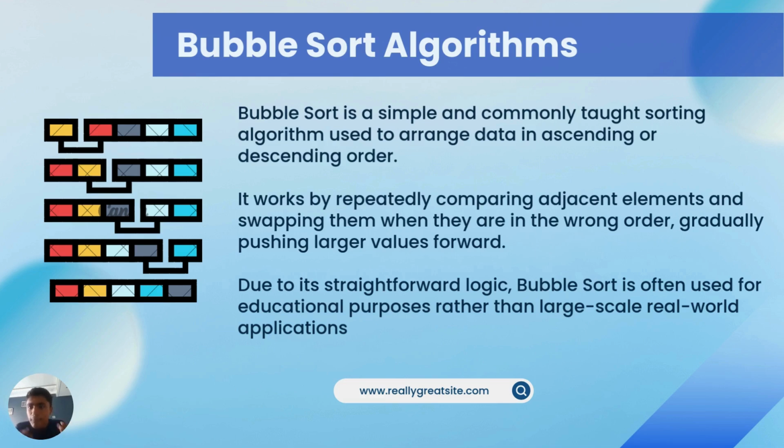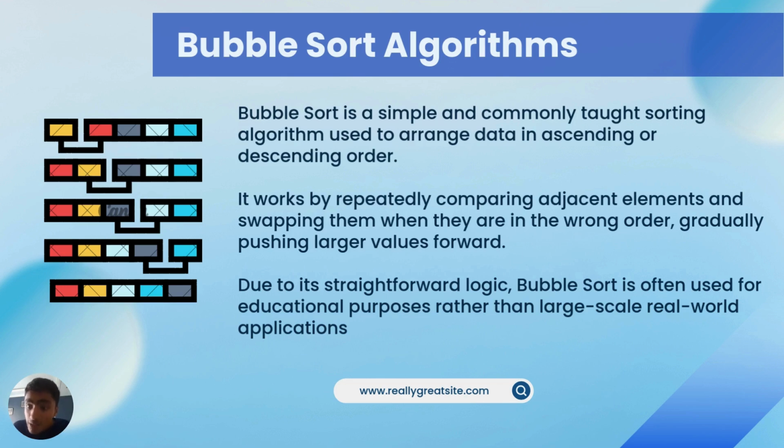So basically, the process causes larger elements to move step by step towards the end of the list, similar to how bubbles rise to the surface of water. After one complete pass through the list, the largest element reaches its correct position. The algorithm then continues working on the remaining elements until the entire list that you have been given is sorted.